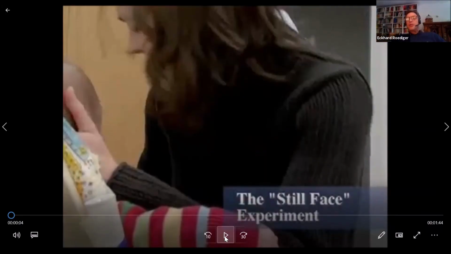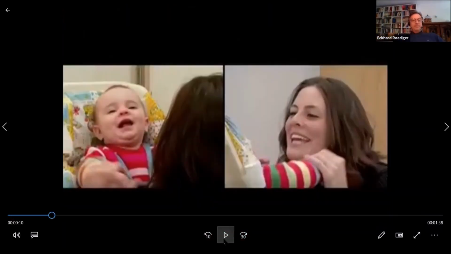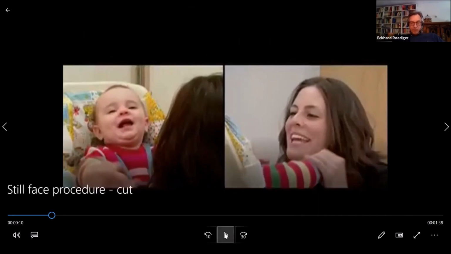I think most of you will know the video, so the video itself is not new. The interesting part is how to connect it with the mode model. So anyway, this is the starting point. You have the interaction with the mother and the child in a typical resonant way. So that's what we see in the first part.